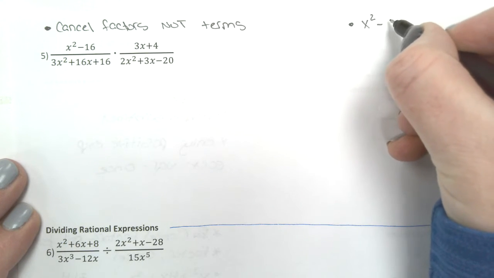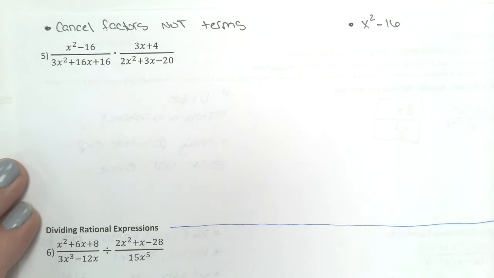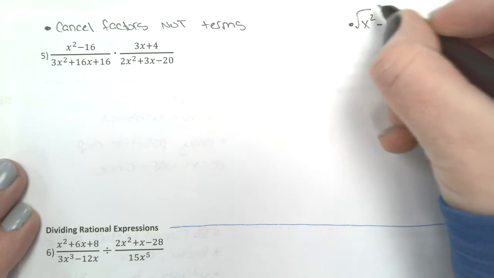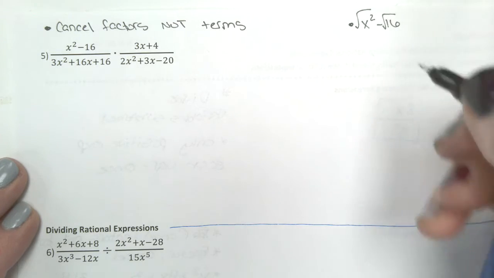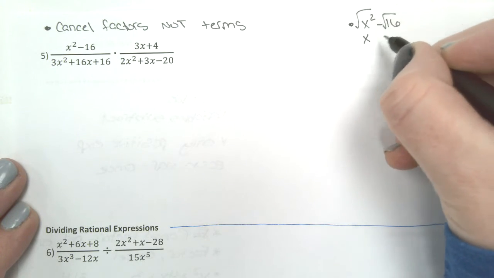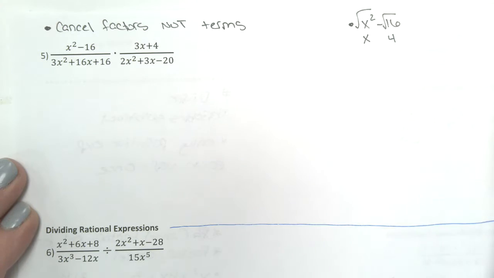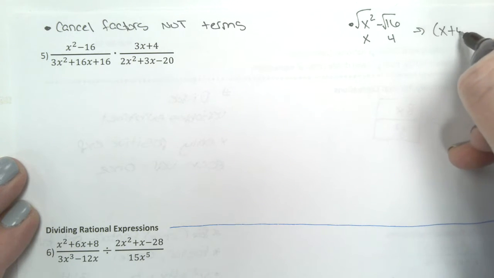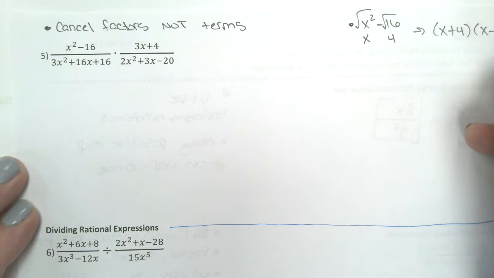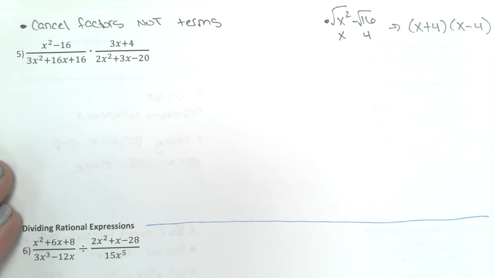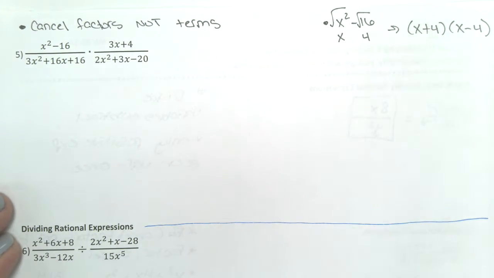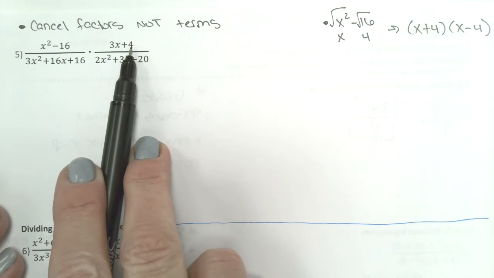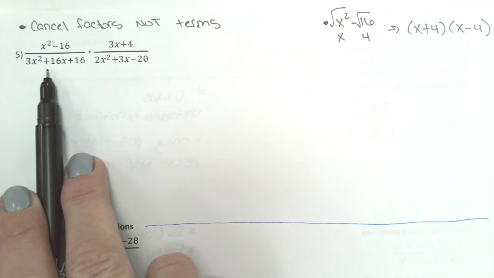First thing I'm going to do is factor x squared minus 16. This is a difference of squares. So when I take the square root of each of them, that's going to be an x, and the square root of 16 is a 4. So this is going to factor as x plus 4 and x minus 4. The 3x plus 4, there is nothing to do there.